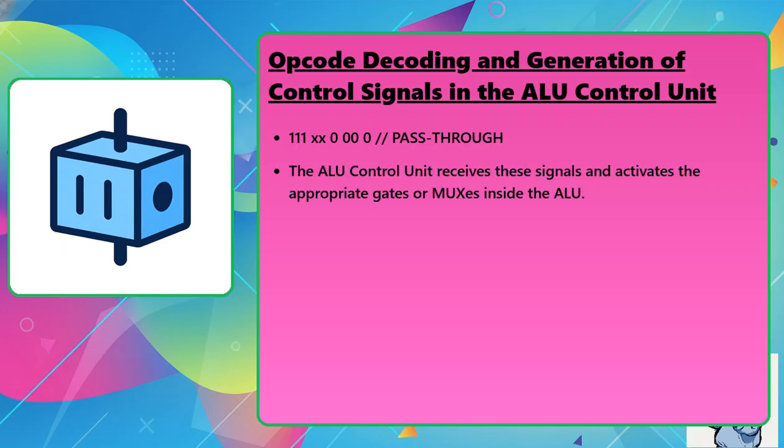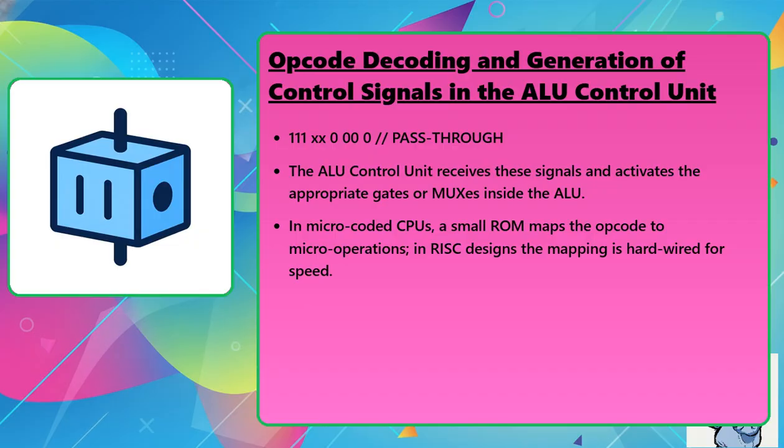The ALU control unit receives these signals and activates the appropriate gates or MUXes inside the ALU. In micro-coded CPUs, a small ROM maps the opcode to micro-operations. In RISC designs, the mapping is hardwired for speed.